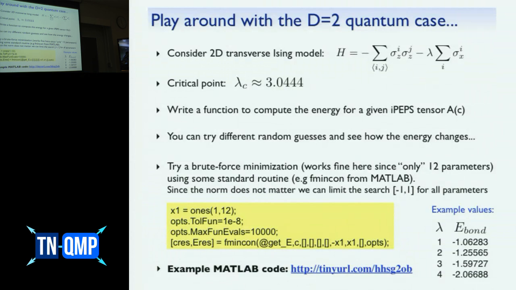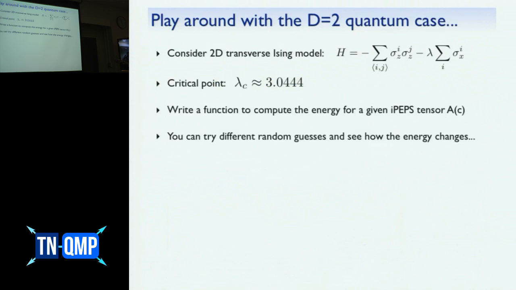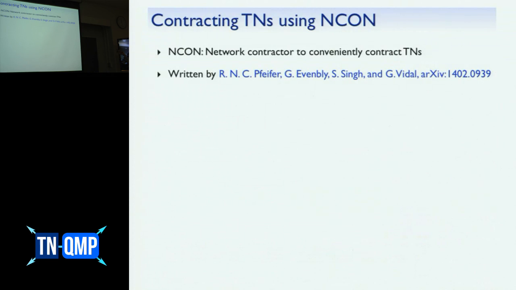So just one last thing which I should probably mention, that the example codes here are based on the NCON function, which has been developed by Robert Pfeifer, Glen Evenbly, and Guifre Vidal. And it's a very useful routine to contract tensor networks. I don't know if Glen has been talking about this in his lecture.